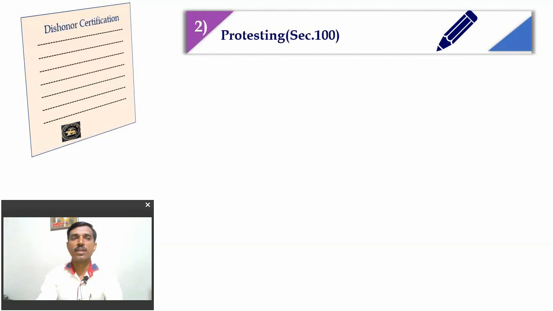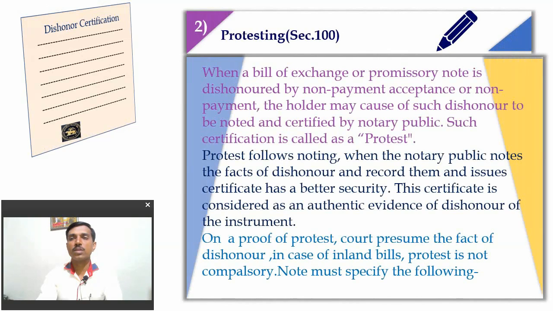Protesting is under section 100. The dishonor certification obtained by the parties is called protesting. When a bill of exchange or promissory note is dishonored through non-payment by the customers or non-acceptance by the drawee and the acceptors, in such cases of dishonor, the certification of the notary public is called protesting. So whenever we note down the dishonor with the notary public, it's called noting, and when we take the certification of dishonor of the negotiable instrument, it's called protesting. So certification of dishonor means protesting under section 100.